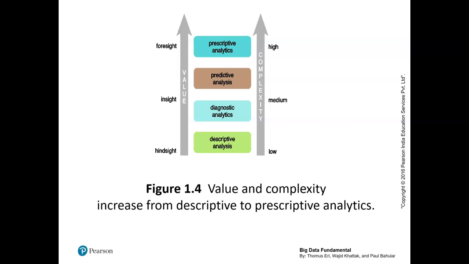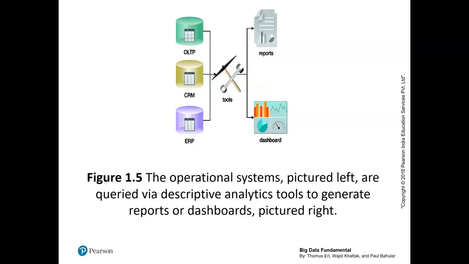We call it hindsight. When complexity is medium, insight is increasing, and when complexity is higher, the foresight or vision is more clear about the data. Here you can see the operational system pictured. We have a query system or descriptive analytics tool to generate reports, dashboards or pictures. On the left-hand side of the diagram you can see ERP, enterprise resource planning, CRM, customer relationship management, and OLTP, online transaction processing.